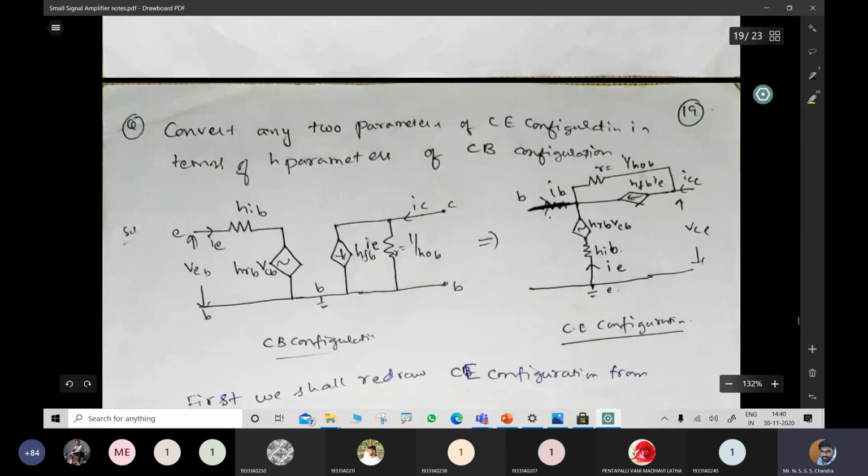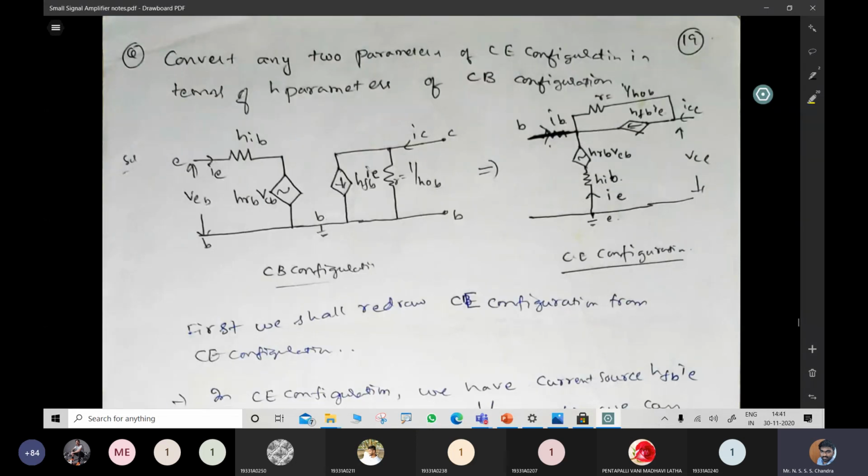Similarly, there is one more question where we are converting common base configuration into common emitter configuration. There is nothing much to explain. Basically, we are writing the KVL equation. We are taking one parameter equal to 0 and we are getting two hybrid parameters. Once we make the voltage equal to 0, we get two parameters. If we take the current equal to 0, we get two more parameters. Except for that, these derivations are nothing but replacing this equation and reiterating them again and again. There is nothing much to explain.